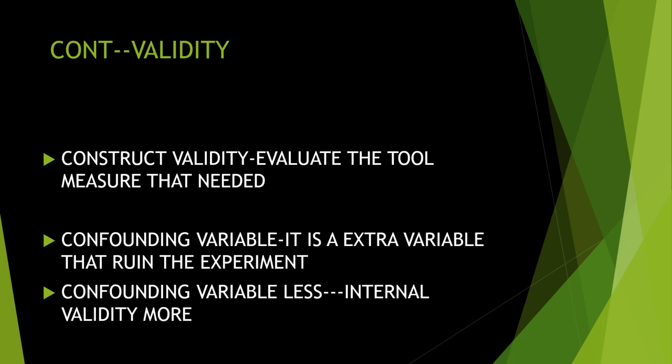When the confounding variable is less, the internal validity is more. That is, validity increases when the confounding variable is less. So you must know this point very well when you do the research work. If there is no extra problem, then it is good for your research work. Now we have studied the characteristics of research, then we talked about validity in research. Reliability is very important in the matter of research.